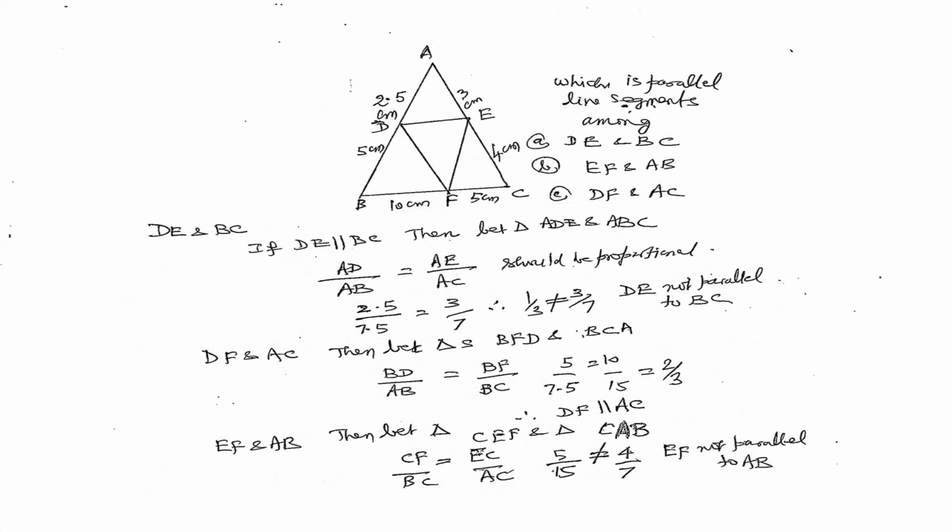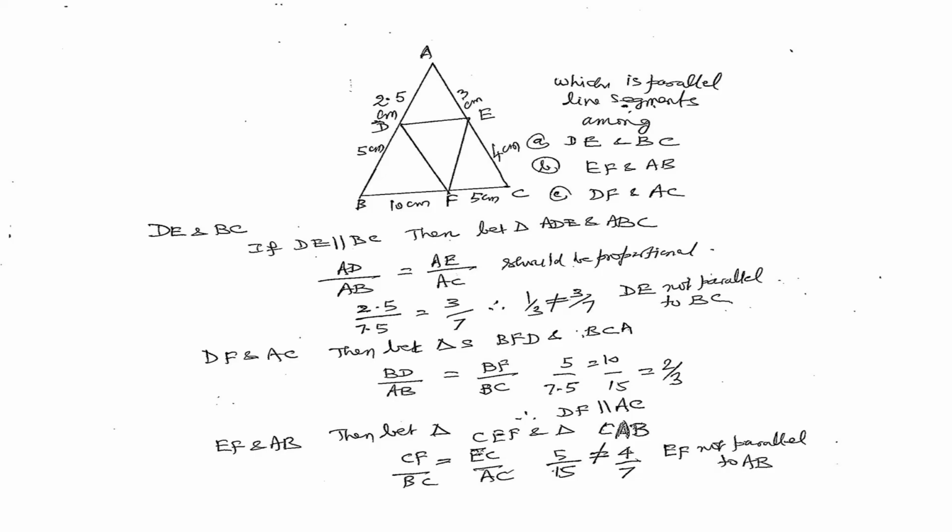In the next slide, you see ABC is a triangle. We have to prove which line segment is parallel among DE and BC, EF and AB, DF and AC. Let us take DE and BC. If DE is parallel to BC, then between triangle ADE and ABC, AD by DB is equal to AE by AC should be proportional. Therefore, 2.5 by 7.5 is equal to 3 by 7. Therefore, 1 by 3 not proportional to 3 by 7, DE not parallel to BC.